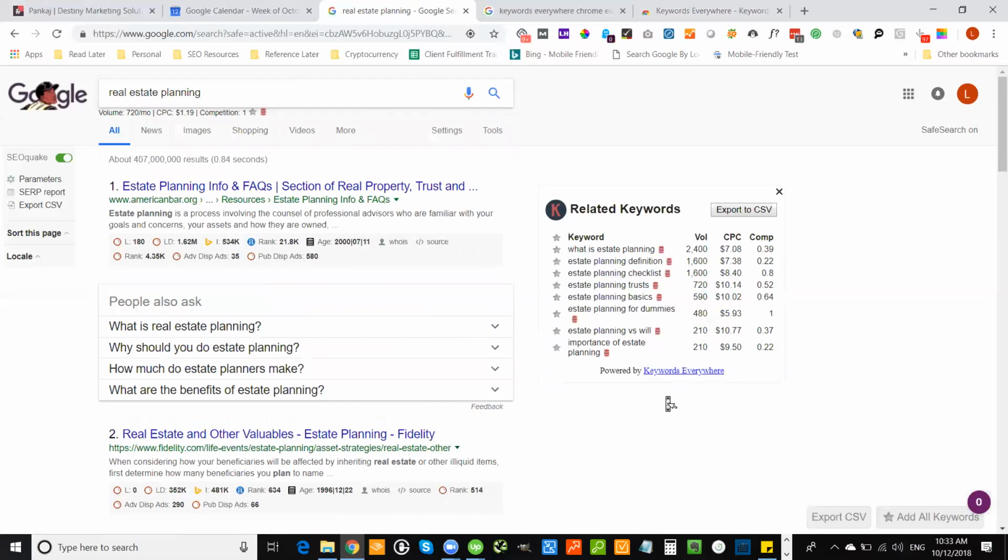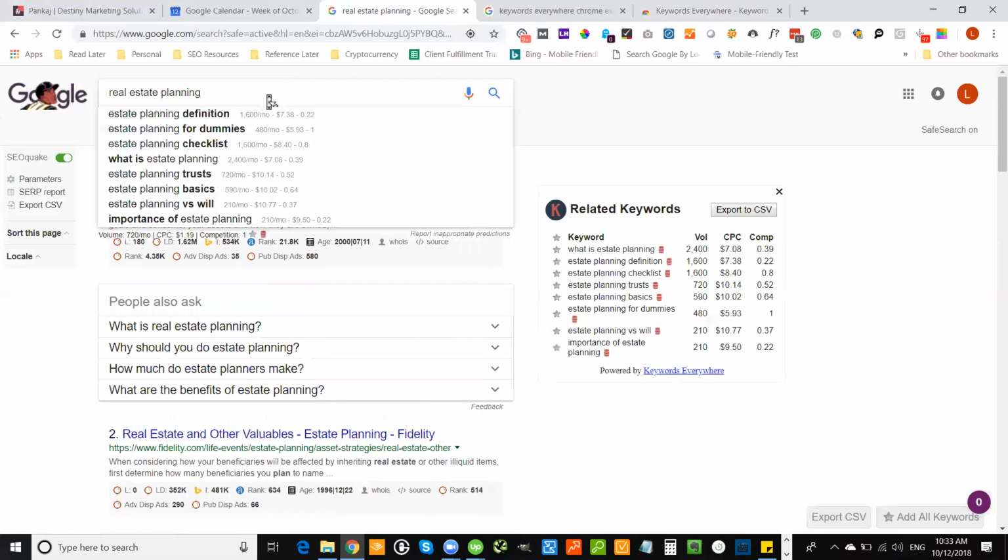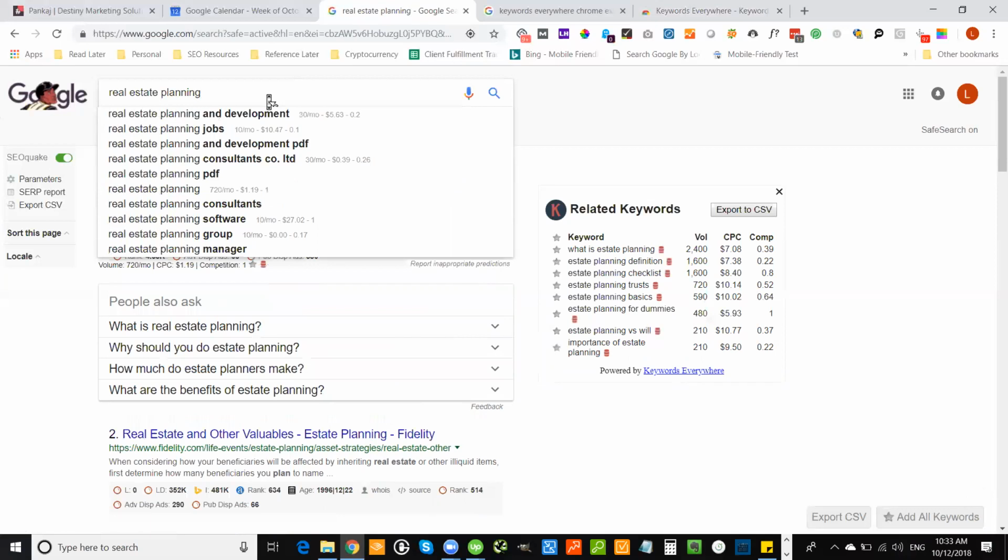What kind of long keywords can be for that? You have real estate planning and development, real estate planning jobs, real estate planning PDF, real estate planning consultants, real estate planning software, real estate planning group, real estate planning manager. Honestly, it depends on the topic that you're writing on. Let's say you were writing something about real estate planning. The only ones that will probably be relevant here are real estate planning consultants, real estate planning and development, and real estate planning group.